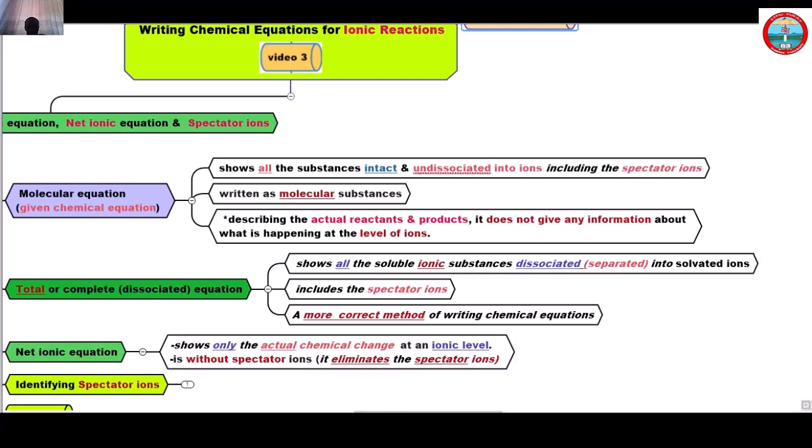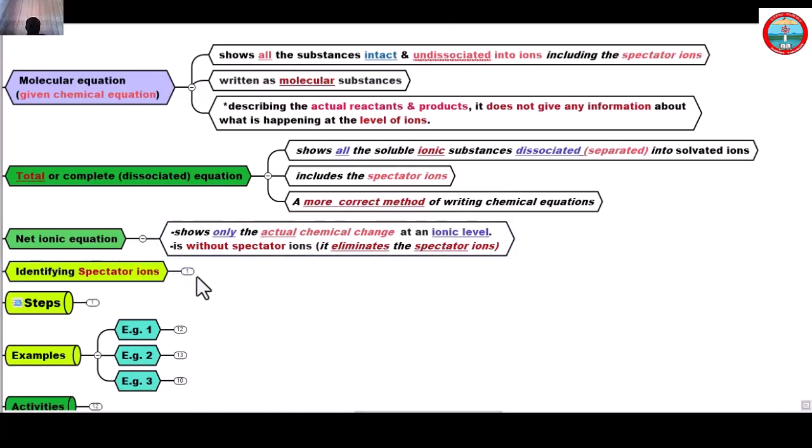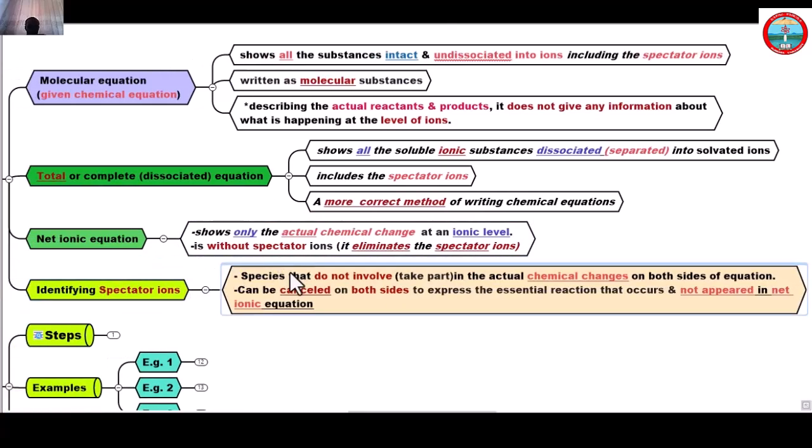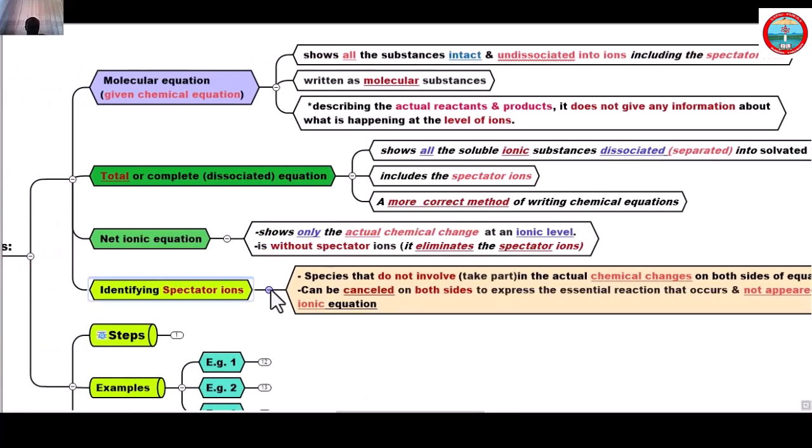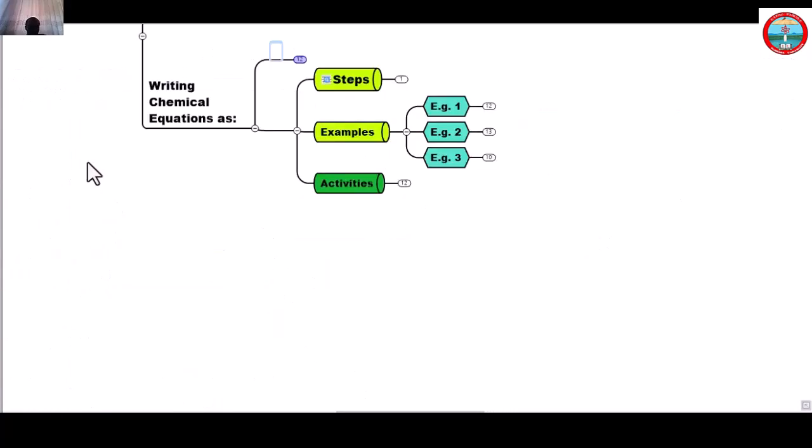What is a spectator ion? A spectator ion is an ion or a species that does not take part in the actual chemical change on both sides of the equation. It can be cancelled on both sides to express the essential reaction that occurs and does not appear in the net ionic equation. There are some steps that we follow to write the above three equations.